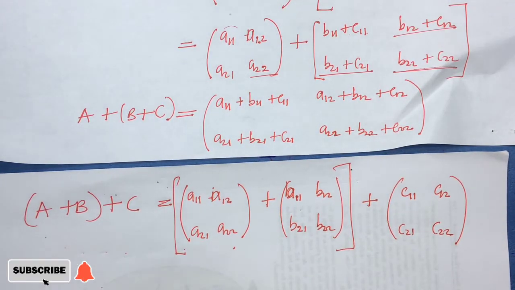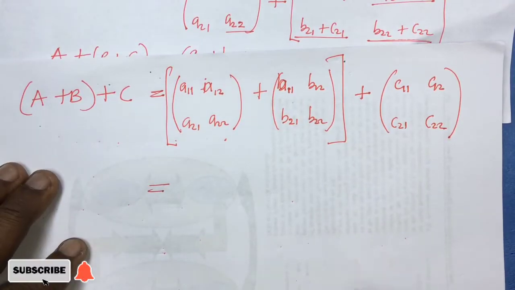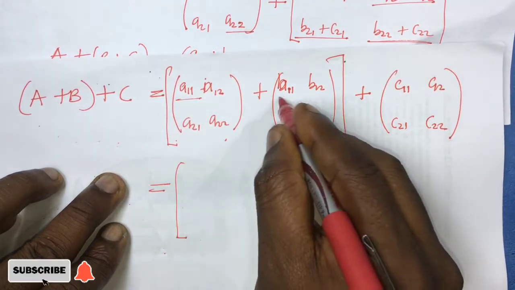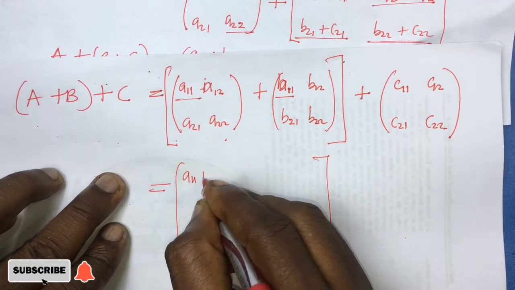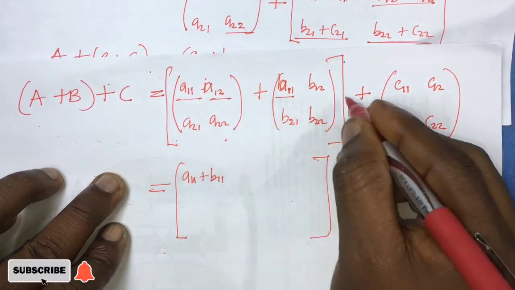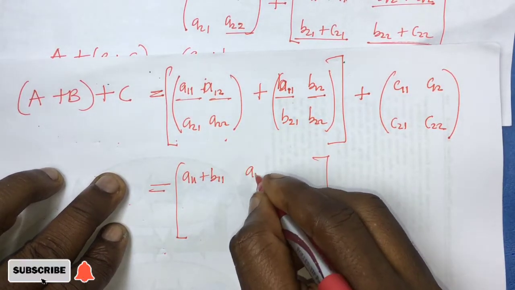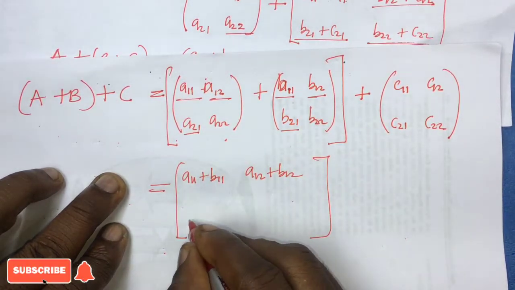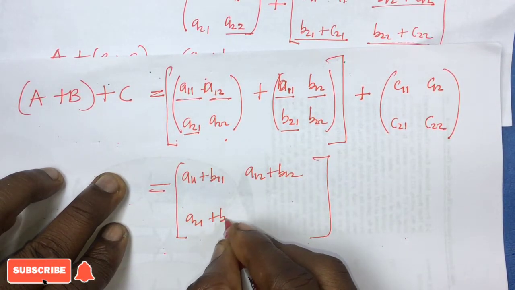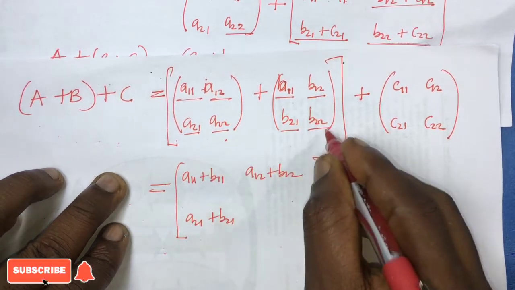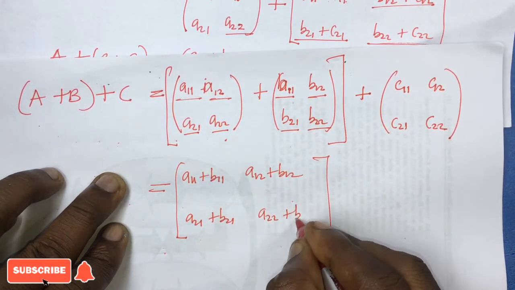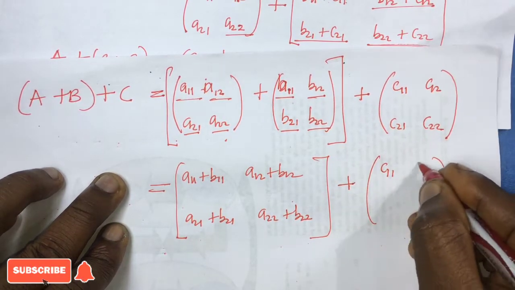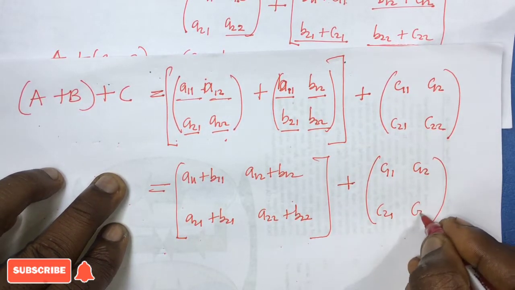Now if you add this, it will give you, in the square bracket, we will have this plus this, similar position: A11 plus B11, this plus this, that gives us A12 plus B12. Then this adds to this to give us A21 plus B21, and then finally this adds to this to give us A22 plus B22. Then let us add this one here, C11, C12, C21, C22.